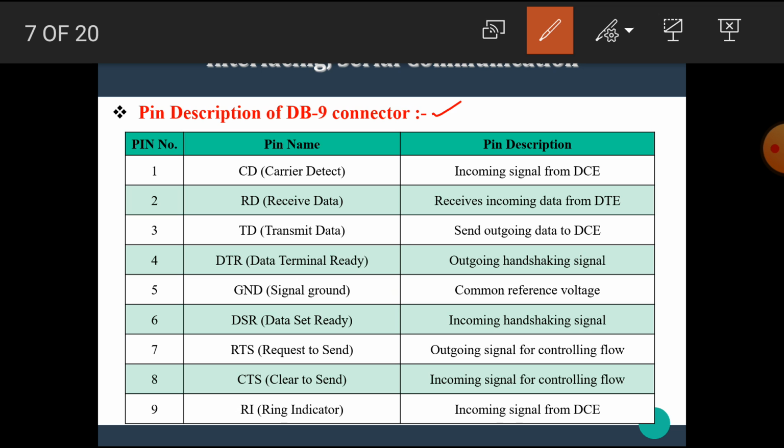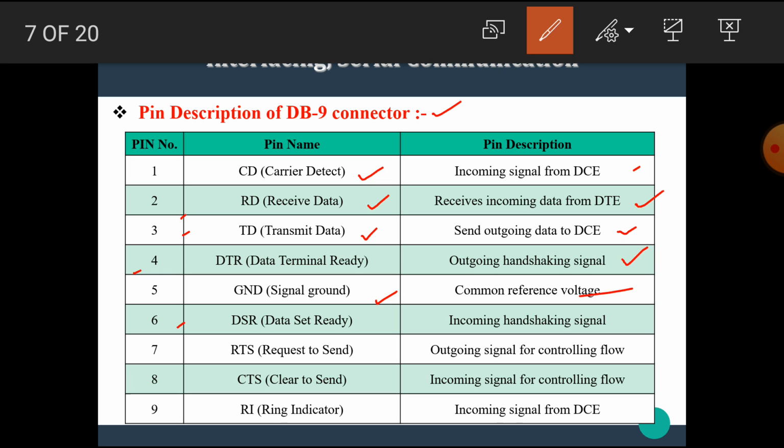The first pin is CD, that means carrier detect, and its function is an incoming signal from DCE. The second pin is RD, that means receive data. Its description is it receives incoming data from DTE. The third pin is TD, that means transmit data, and its description is it sends outgoing data to DCE. The fourth pin is DTR, that means data terminal ready, and its description is the outgoing handshaking signal. The fifth pin is ground, and we know that the ground is the common reference level.